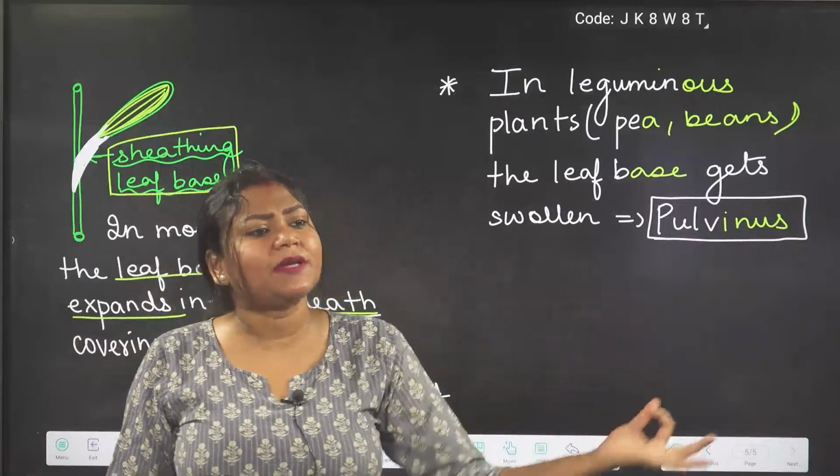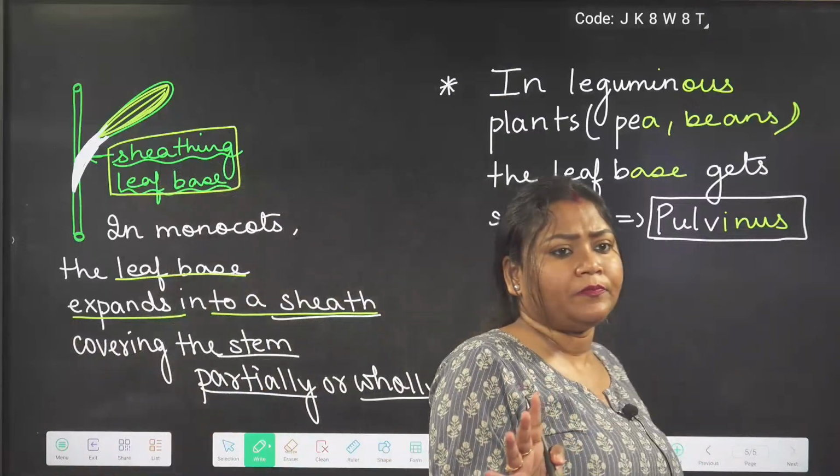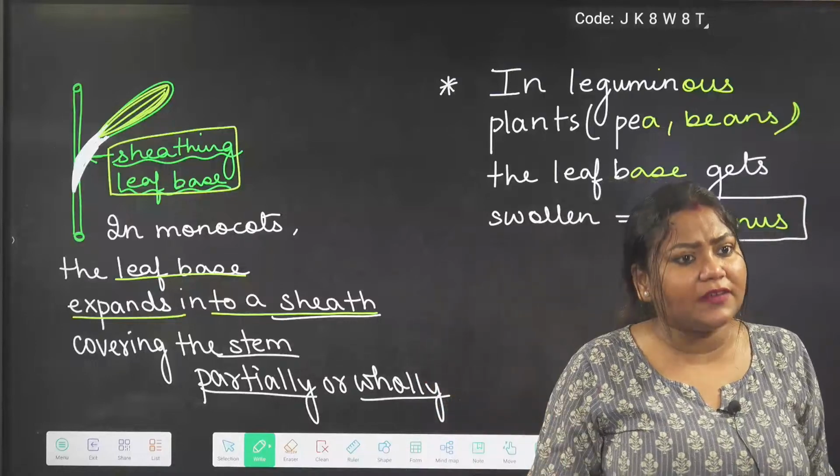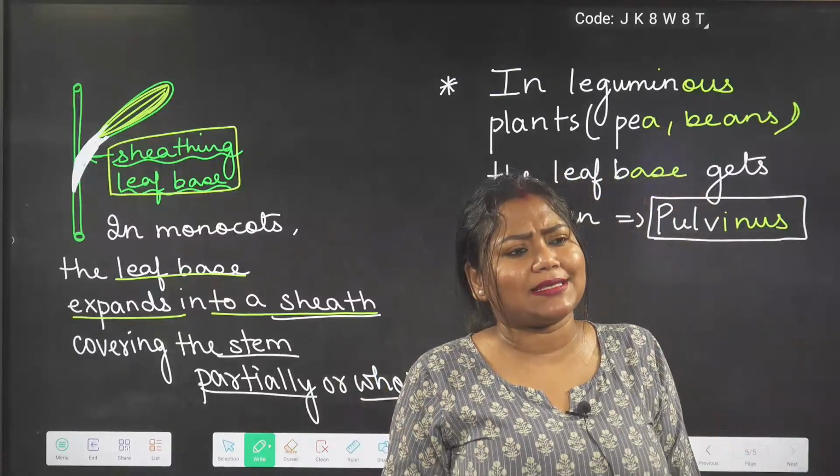Axillary bud is present even if stipule is absent. That is not the thing. Okay, if stipule is present, they protect the axillary bud.